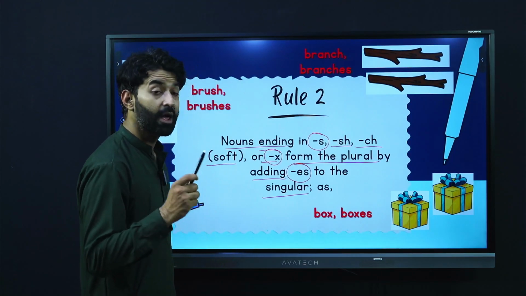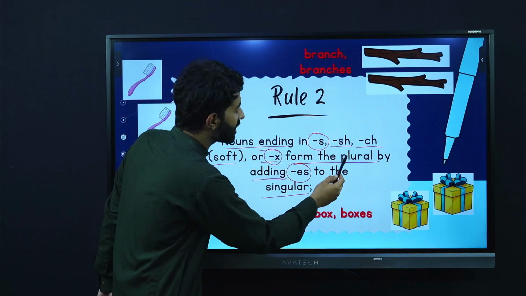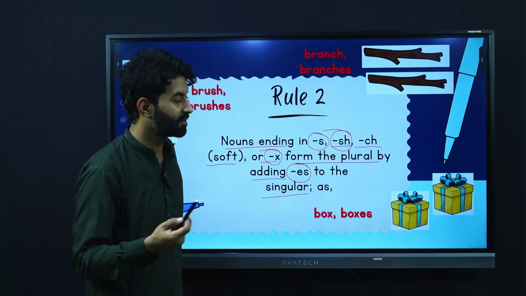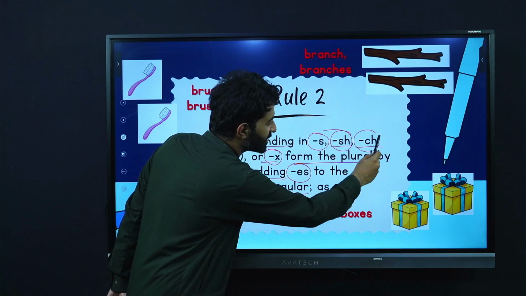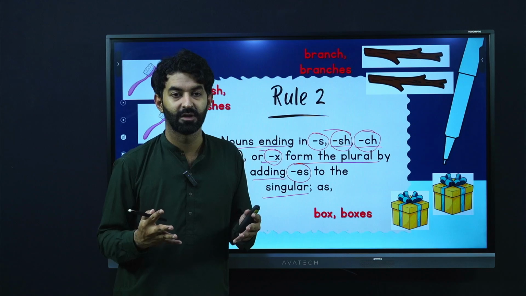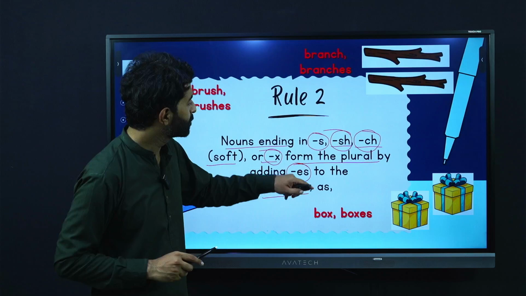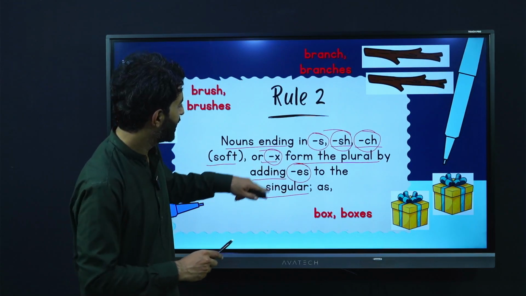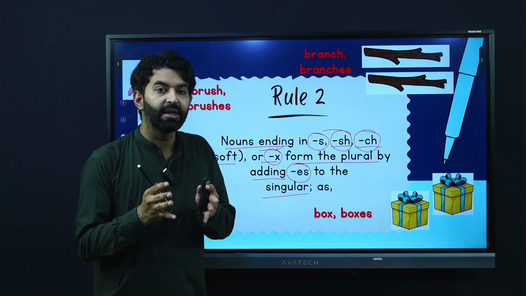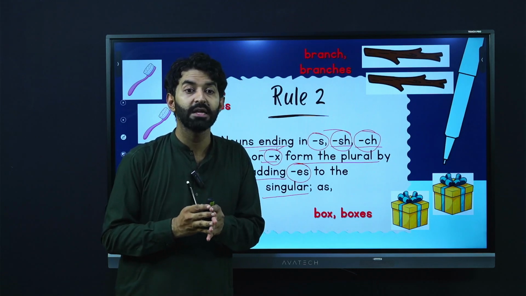If any singular noun is ending in sh, we add es. And if something is ending in ch, then we also add es. So x, ch, sh, and what else? s. Whenever our words are ending with these letters, we will not only add s but es.